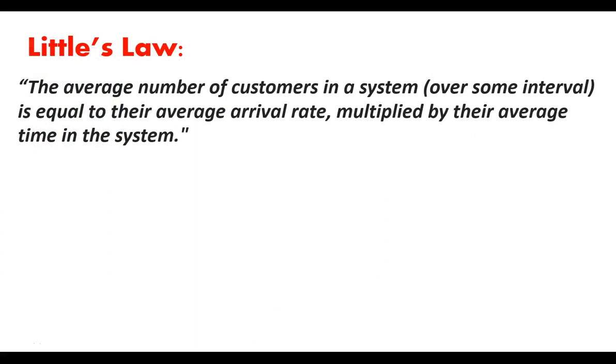All right, so here's the law that Professor Little came up with: the average number of customers in a system over some interval is equal to the average arrival rate, so how fast they're coming in every day, week, month, year, however that is, multiplied by their average time in the system. So the average number of customers in the system is equal to their average arrival rate multiplied by their average time in the system. When you think about that, it really makes sense.